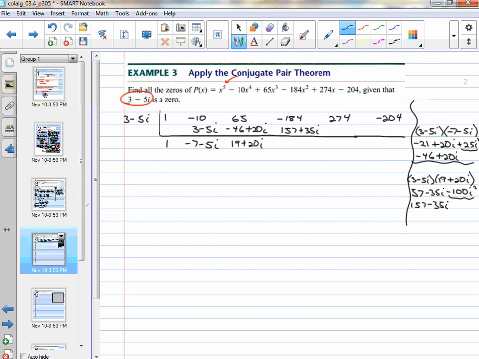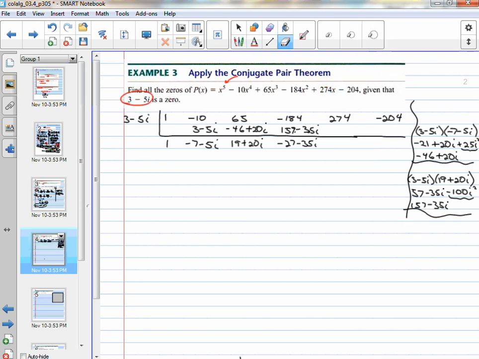Now I need to add these. What's negative 84 plus 157? Say that again. Wasn't it minus 35i? Yeah. Thank you. Minus 35i. Negative, what'd you say? 27 minus 35i. So I need to multiply these together.